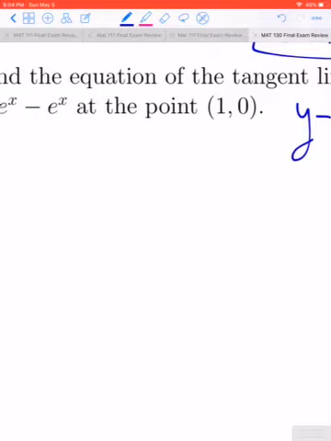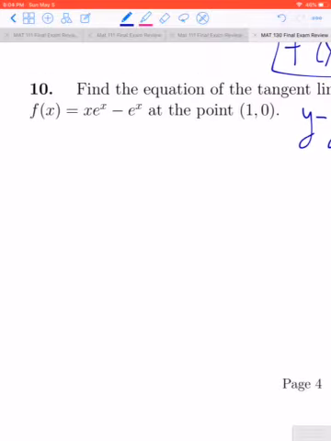They give us the point, they say it's going to be at the point 1, 0, and the only thing that we need is the slope, and we know that the slope of a graph is synonymous with the derivative. So to begin, we need to find f prime of x. F prime is made up of two terms, so we're just going to differentiate each term individually.